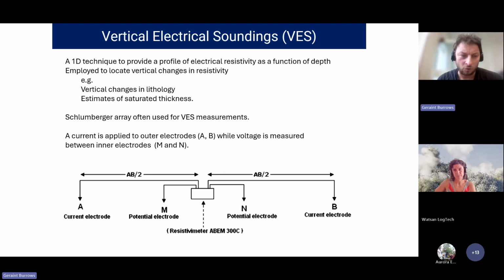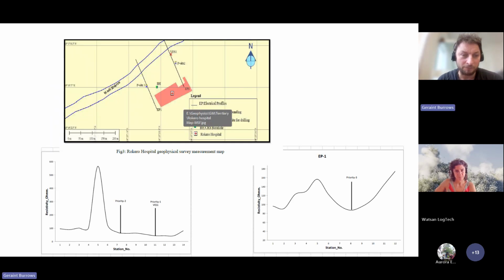Any other questions, or I'll move on to vertical electrical soundings. We will come back to this, don't worry. We're going to be coming back to this again.